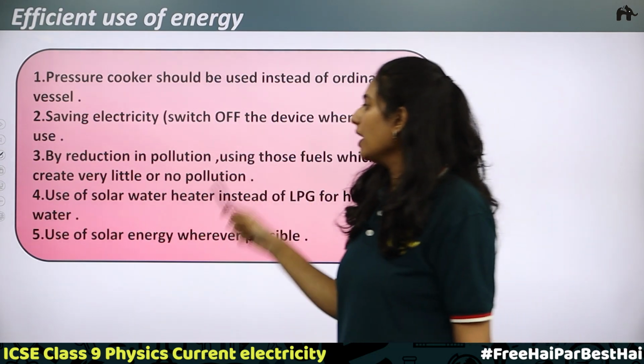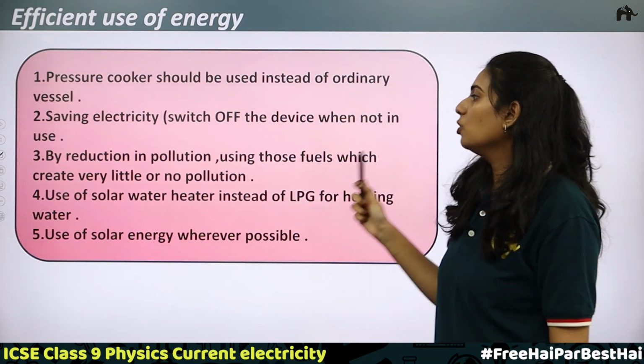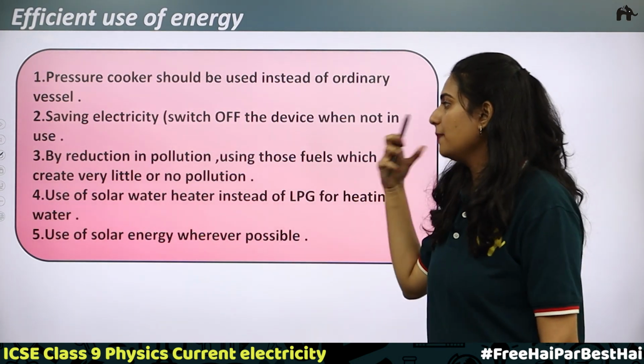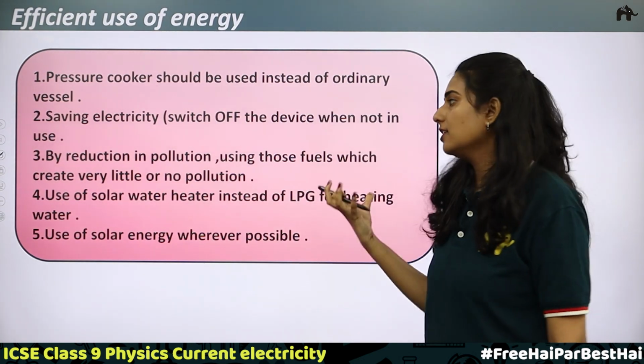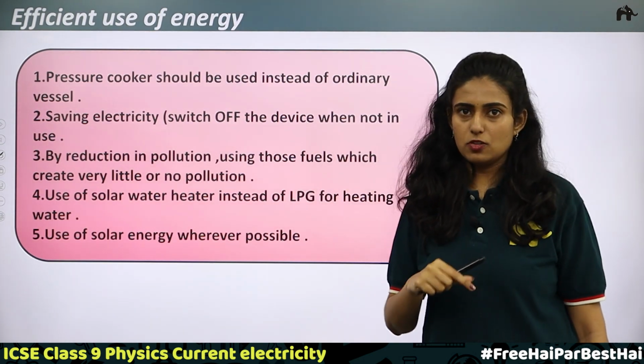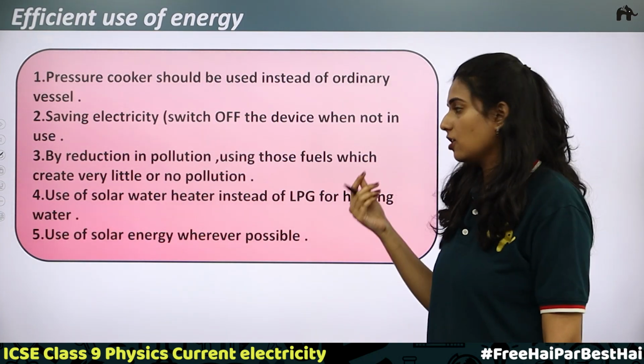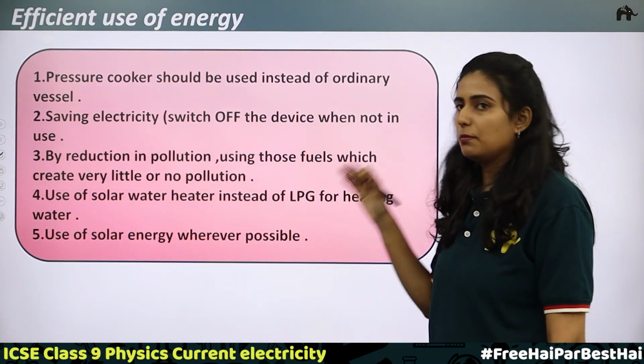Now the third one, reduction in pollution by using fuels which create very little or no pollution. Instead of petrol and diesel, which we know cause pollution, you have to switch to more eco-friendly ways. You can use cycles, you can walk, or electric scooters can be used so that pollution can be reduced.